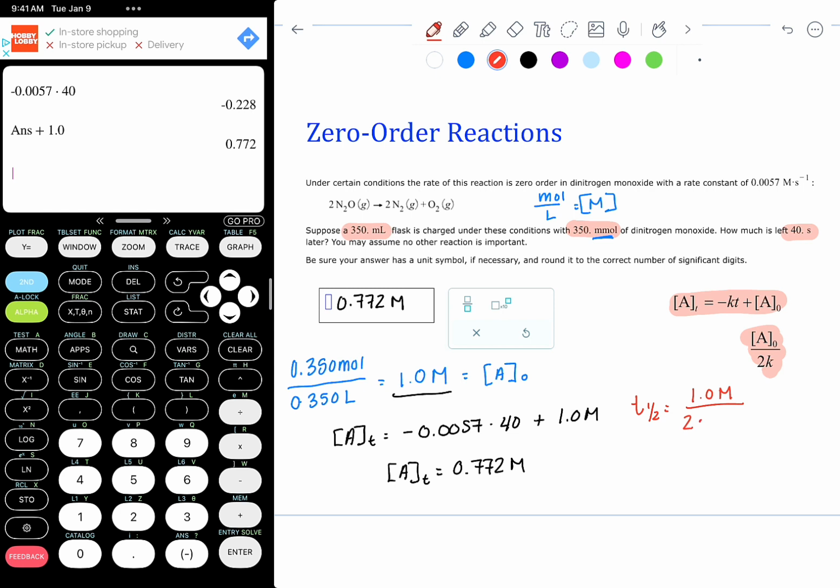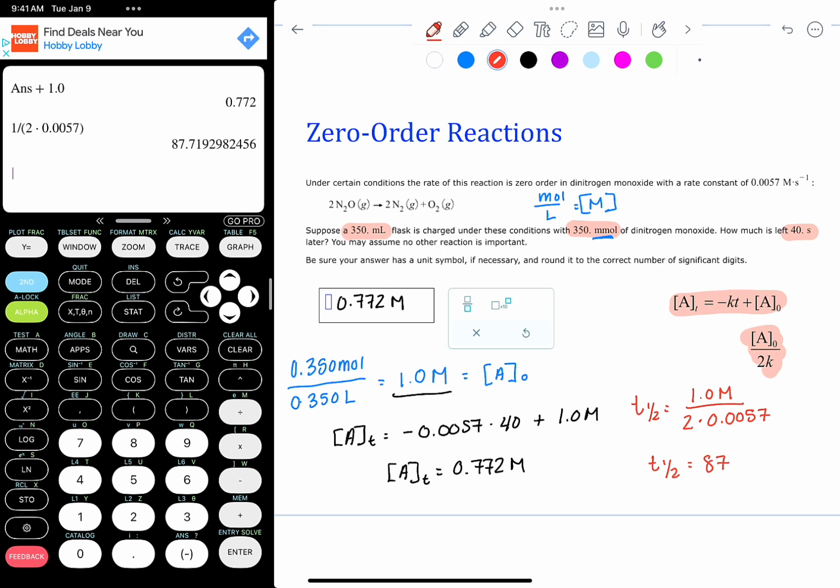And to solve for the half-life, t half is equal to that initial concentration of 1 molar divided by 2 times that rate constant, 0.0057. So 1 divided by 2 times 0.0057. So the half-life is equal to 87.7 seconds. Again, half-life has units of seconds.